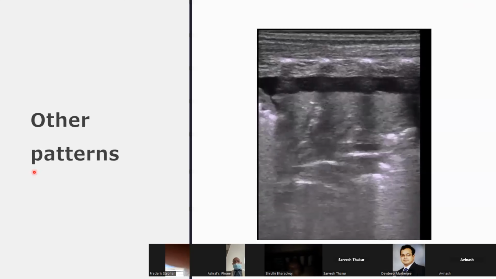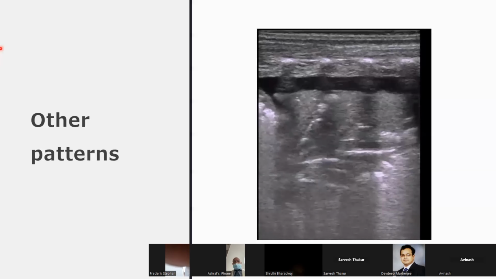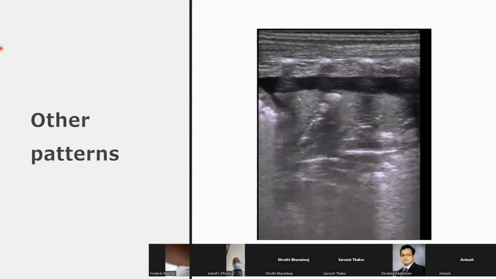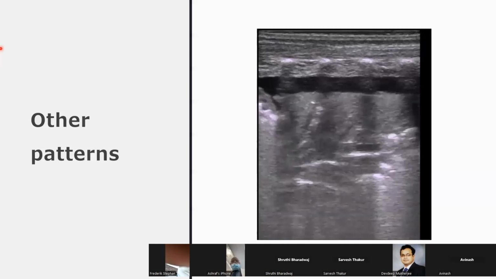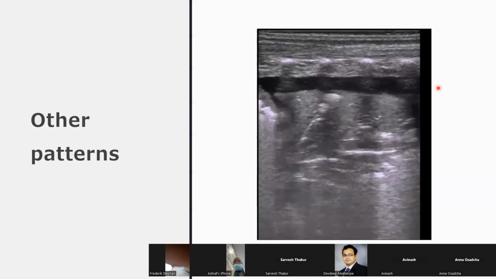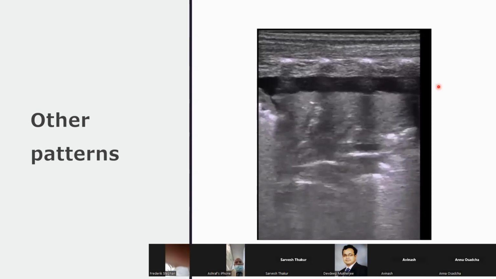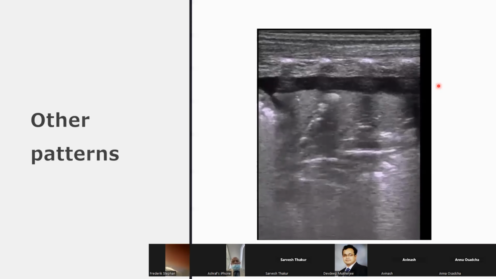What do we think? Can Shruti hear me? Yeah. What about, yeah, Shruti, what do we think? So, yeah, I agree with Sujit. I can see the tissue-like pattern and pleura, like that continuity is.